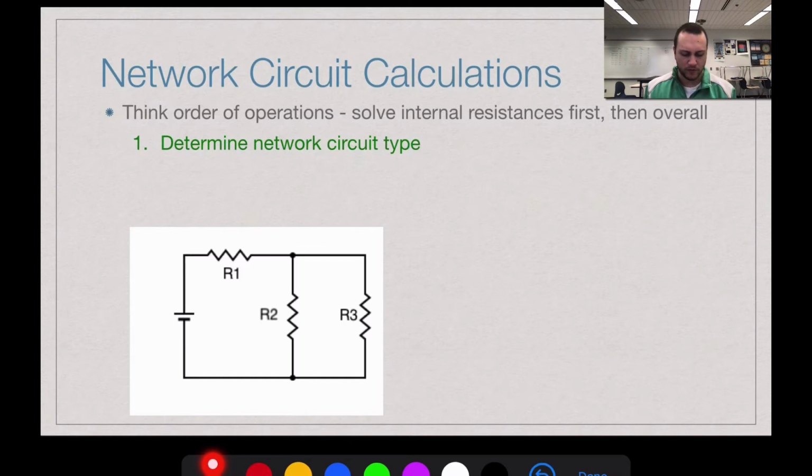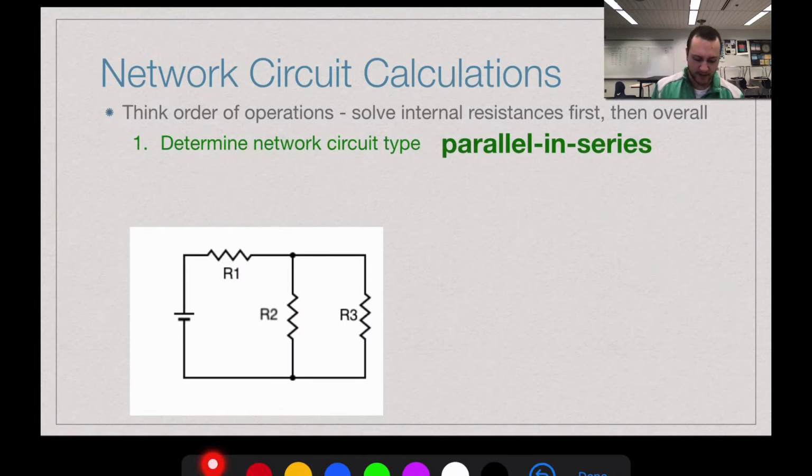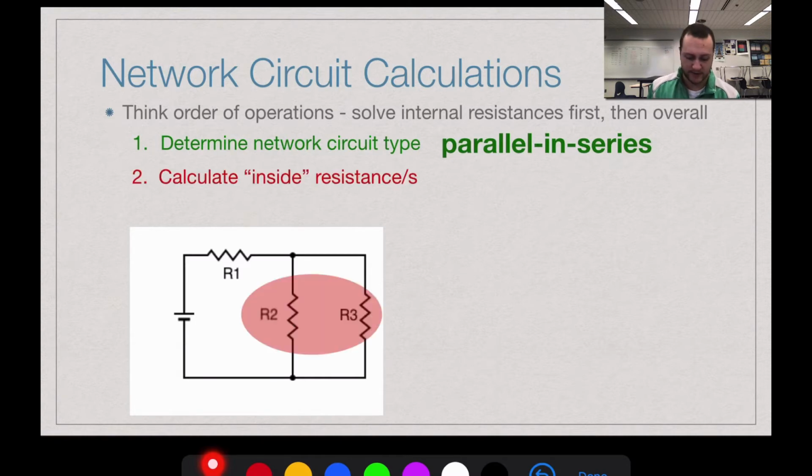So first thing we've got to do, right, figure out what is our network type. And here, we're looking at a parallel in series. Again, because resistors 2 and 3 are parallel, and 1 is in series with each of them. Trace the path. If you go through 1, you have to go through, right? So when you go through 1, you then get to 2. You go through 1, you get to 3. That's how we know that 1 is in series with both 2 and 3. 2 and 3 are parallel to one another, right? So there we have our type.